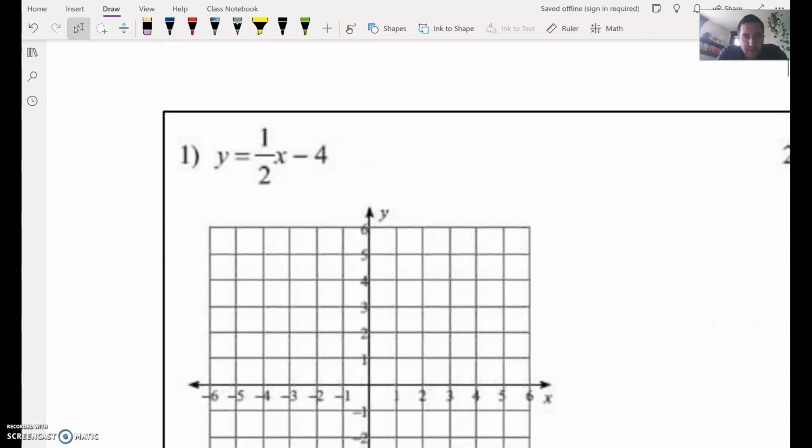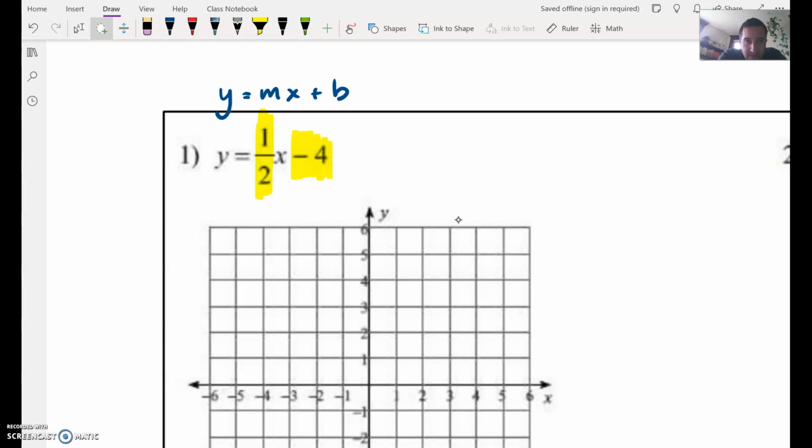We got to graph it. y equals 1/2 x minus 4. Well, remember, this is in slope-intercept form. y equals mx plus b. The m is the slope. So the slope is 1/2. And the y-intercept is the b. And so the b is -4. Okay, so our slope is 1/2, and our y-intercept is -4.